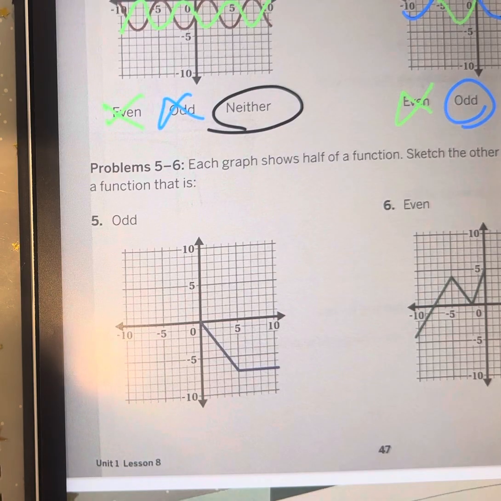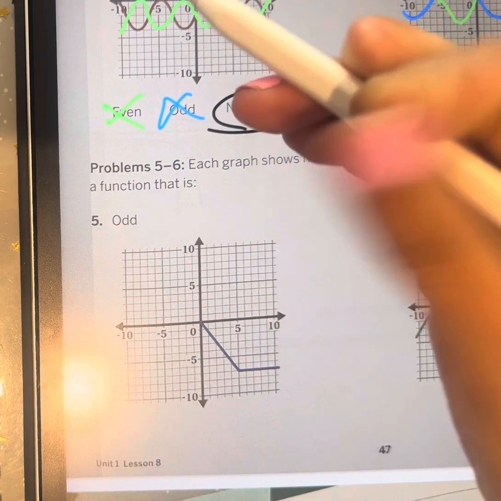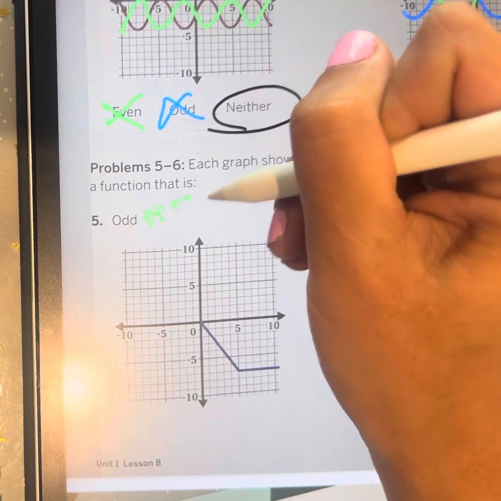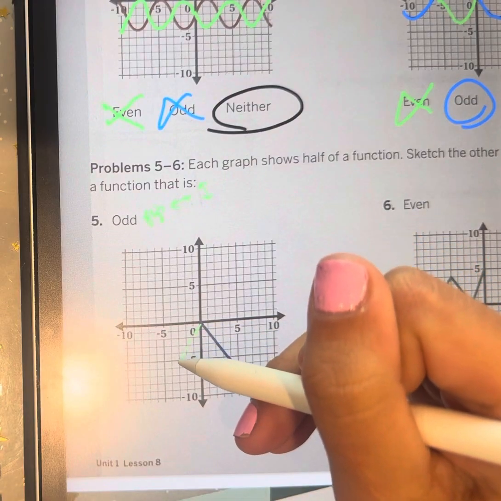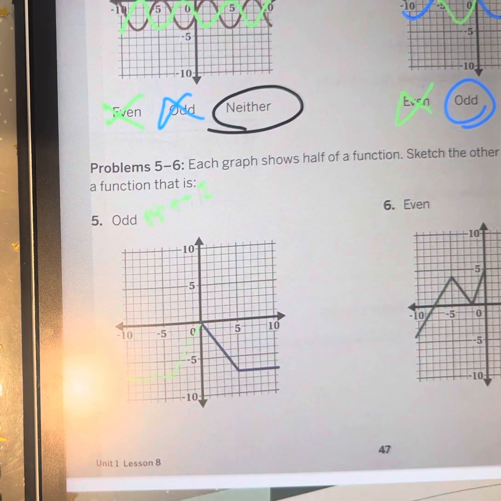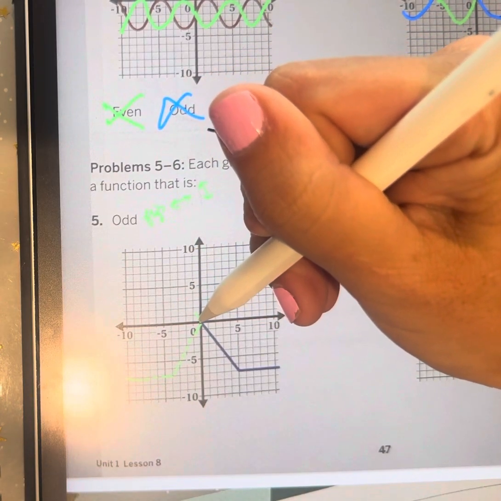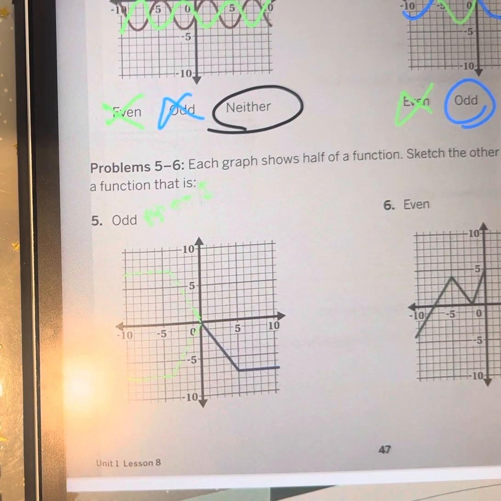Each graph shows half a function. Sketch the other half to create a function that's odd. Okay, let's see. To be odd, I must flip left to right and up and down. So I'm just going to flip this guy left to right. I'll get something that looks like this. And then I'll flip it up to get something that looks like that. Okay?